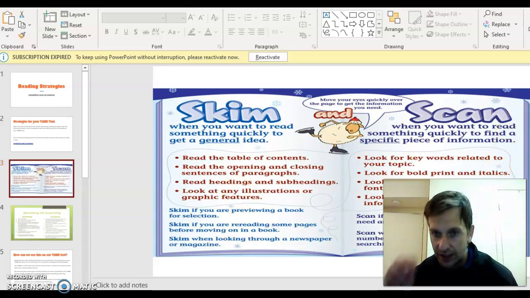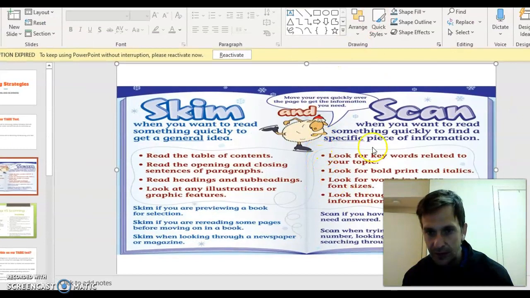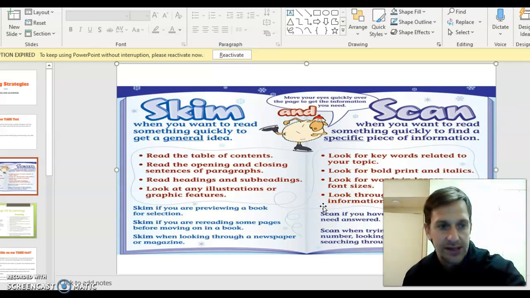Whereas when you scan, you're looking for a keyword or a specific topic. I generally think that scanning is going to be more important to find specific answers on your tape test. So what you're going to do is you're going to look for words in larger font sizes, bulleted information. If you have a question that you need answered, and you scan trying to find a phone number, but we don't have to worry about that. This is the key right here. You scan when you have a question that needs to be answered. That's most generally what we're going to use scanning for on our tape test, right?